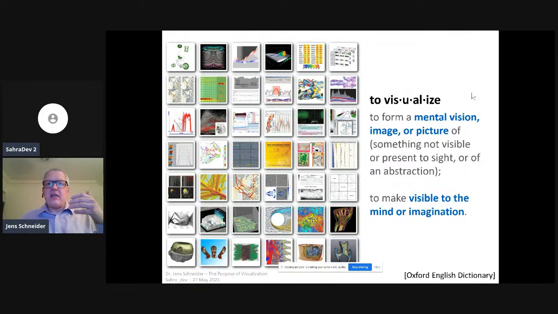The external visualization is to make visible to the mind or imagination by the use of drawings or pictures. So there we take something that is abstract or not easily seen, and we turn it into a picture, and then we show this to people. And this is what we understand as the field of visualization. So it's using the computer for this purpose.